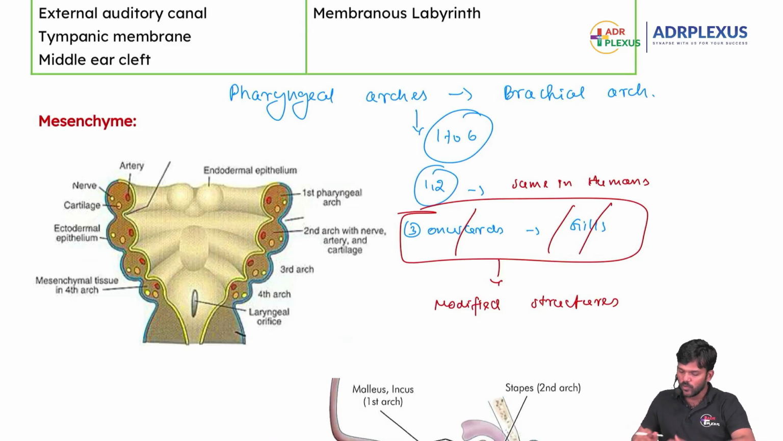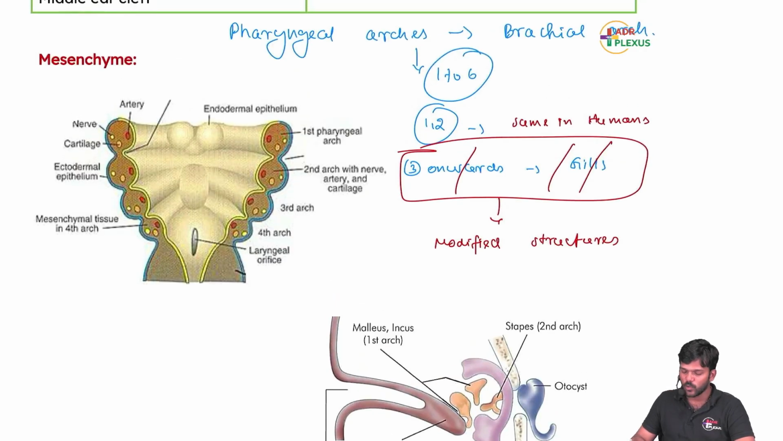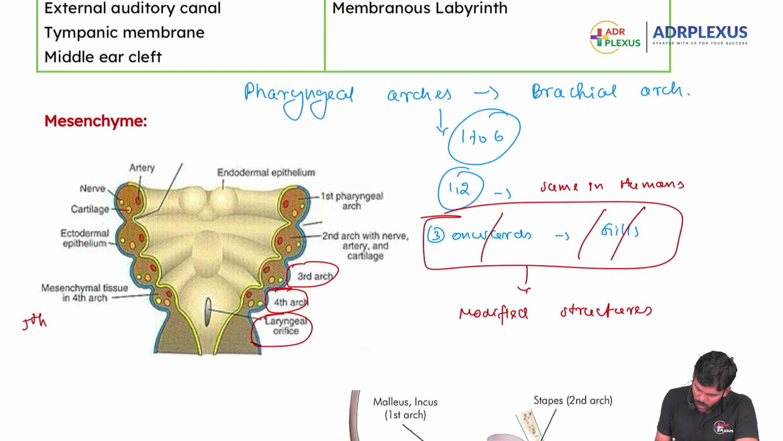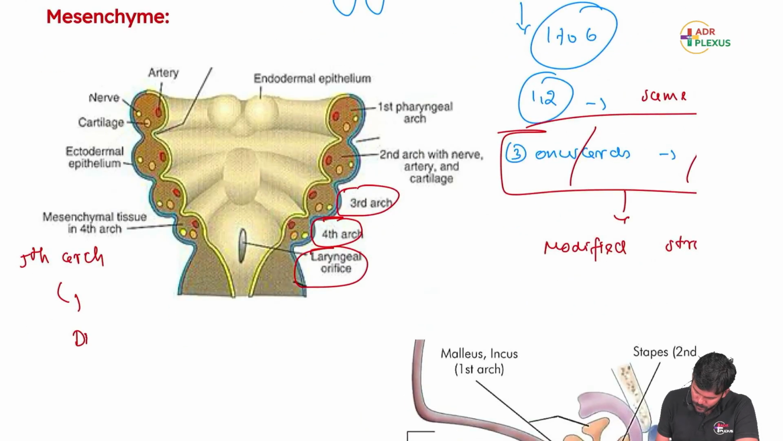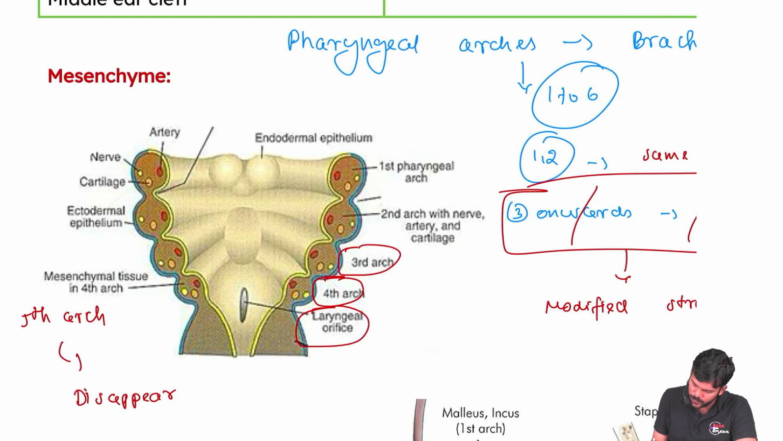Understood? So now we are going to modify the 3 to 6 pharyngeal arches to our favor. The third arch, fourth arch, and then sixth arch. The fifth arch disappears. The third and fourth arch will form the pharynx. The fourth and sixth arch will form the larynx.